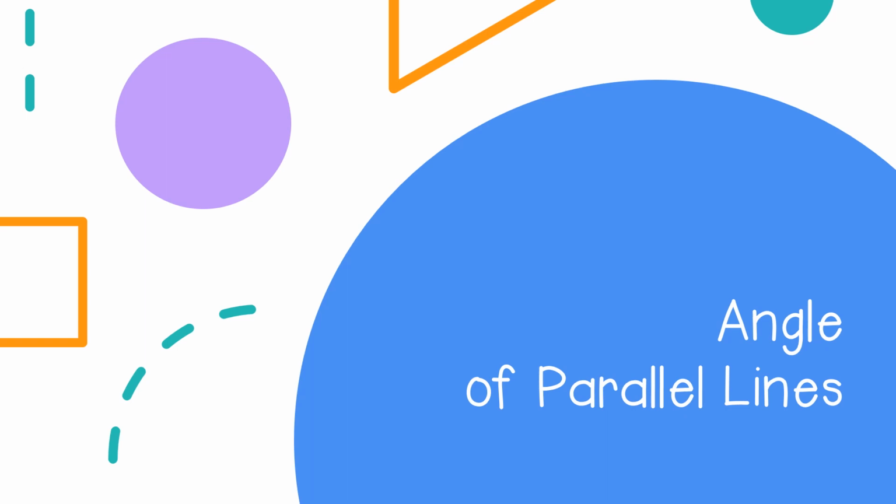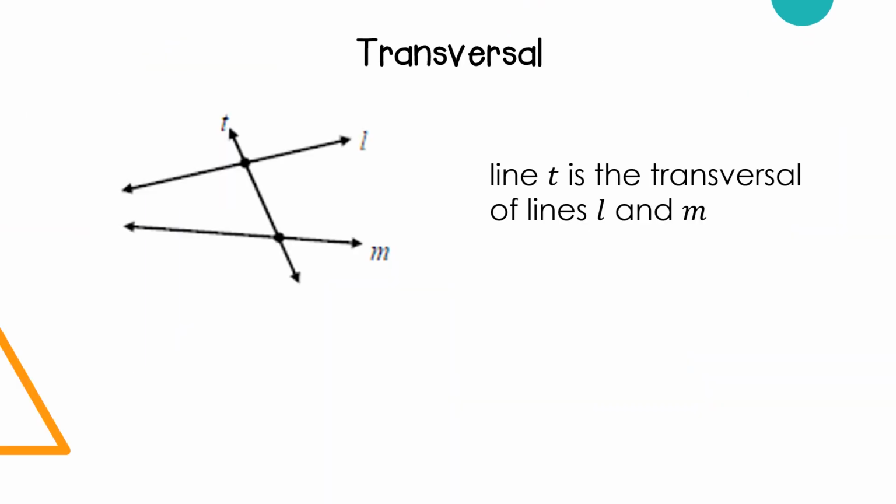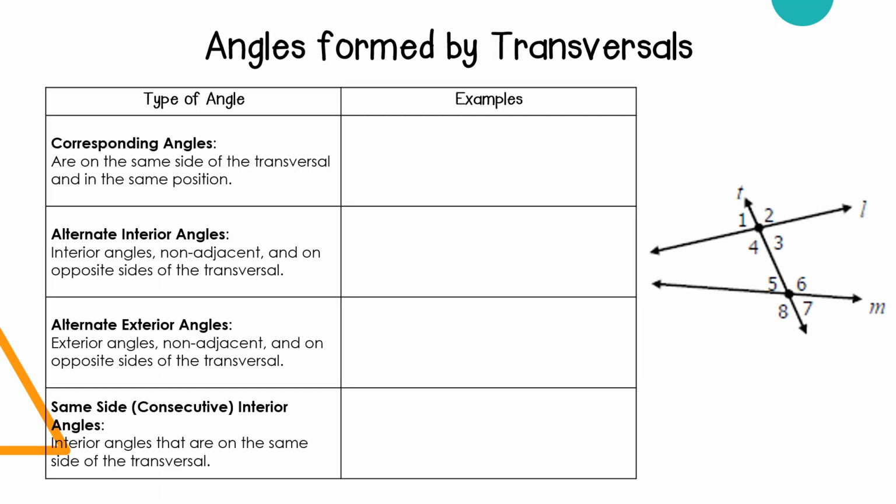Let's keep discussing different types of angle relationships. A transversal is a line that intersects two or more lines. So in this picture, T is the transversal to lines L and M. When a transversal intersects two lines, there are several angles formed.